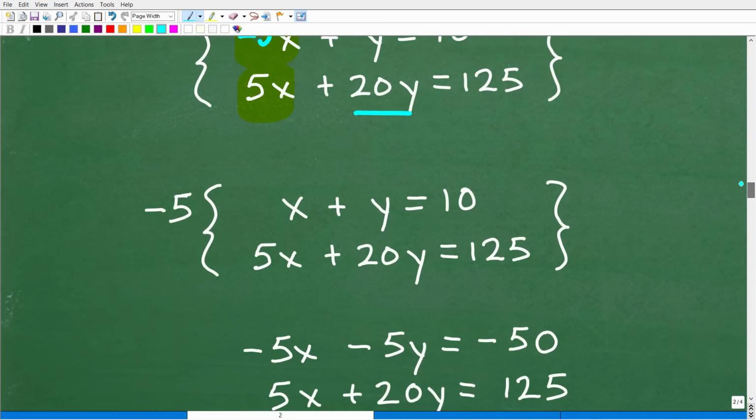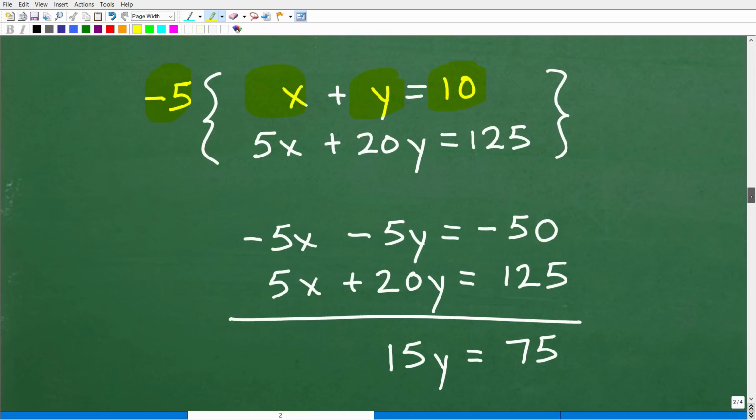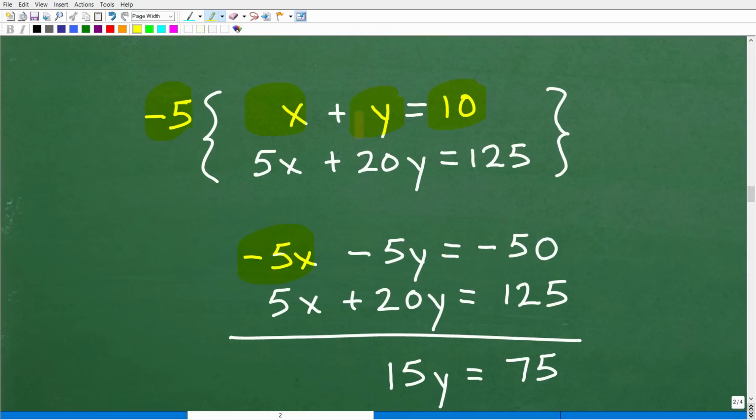So I'm going to go ahead and multiply this top equation by negative 5 so I can get a negative 5x right here. So I'm going to have to multiply each term by negative 5. Negative 5 times x is what? Well, let me go ahead and show you the results. That's negative 5x. Negative 5 times y is negative 5y. Negative 5 times 10 is negative 50.